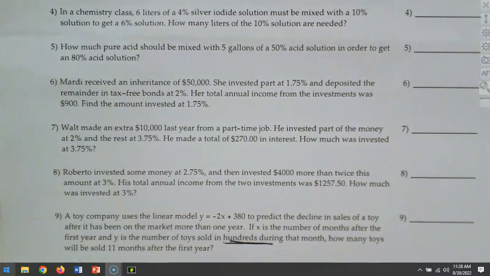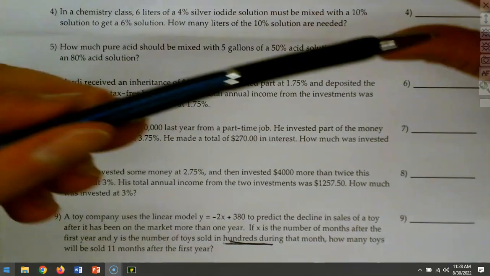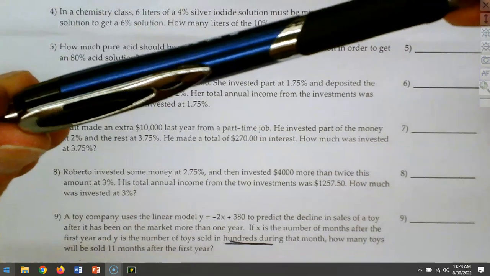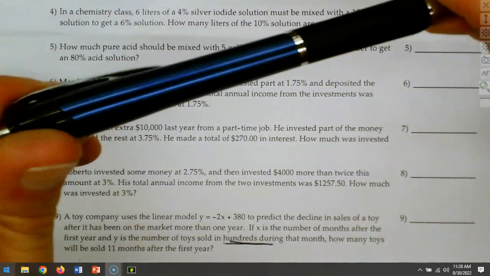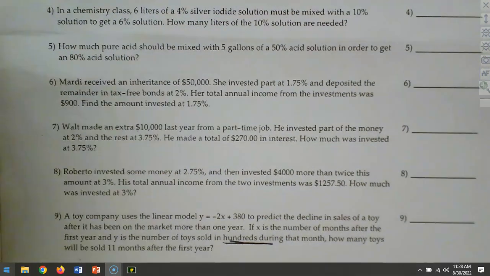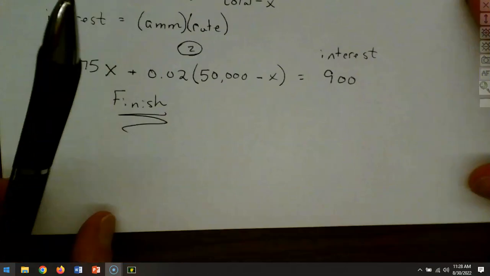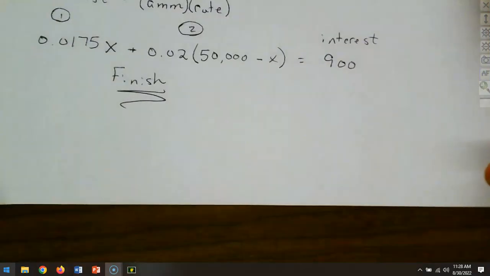Very, very similar. So 10,000, and we're investing it at 2%, 3.75%, and that's going to make 270 total. And in case you need the last one, I'll leave the last one up, in case you didn't get it copied. Sorry about that. In case you needed the last one. Yeah, might have moved too fast. But that's the last one.